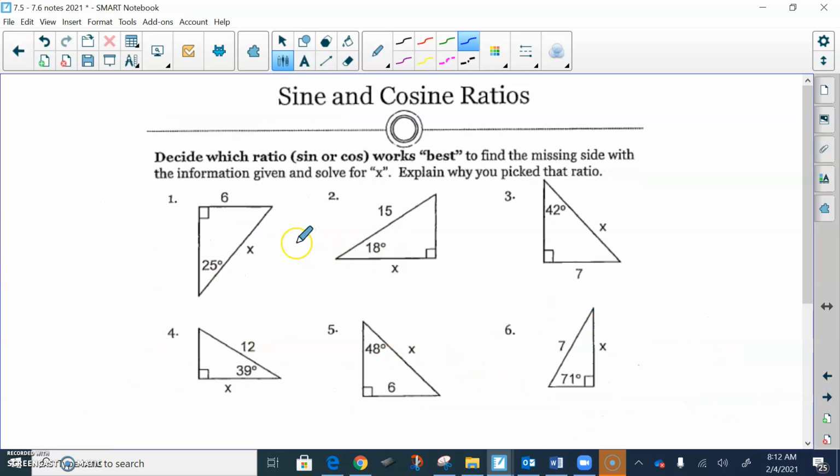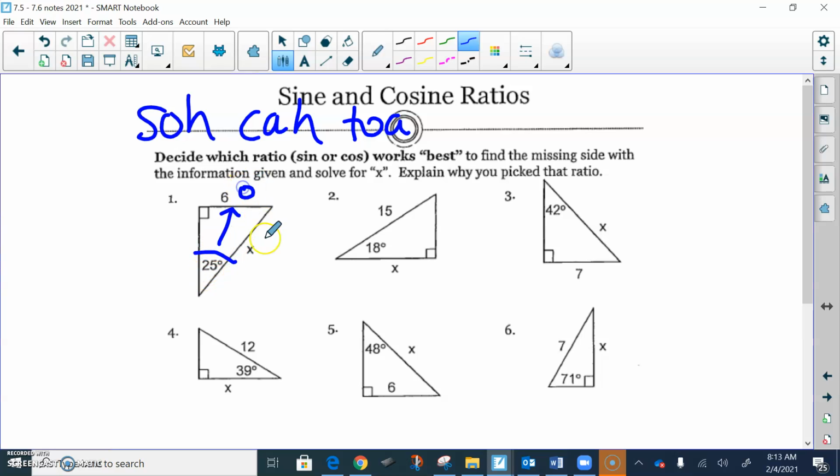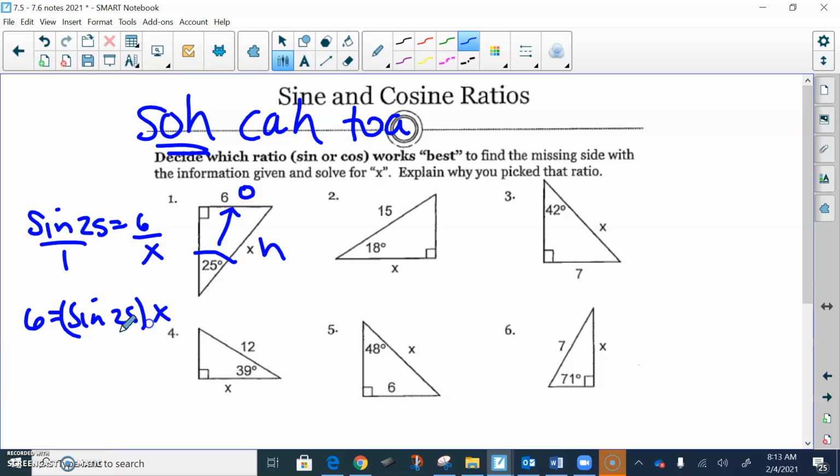All right, here we go. It says decide which ratio works best, sine or cosine. So again, maybe I write my SOHCAHTOA to help me out. And I'm going from the 25-degree angle. It looks like I'm given the opposite. I'm looking for the hypotenuse, OH right there. That tells me I'm going to use sine. So I'm going to say sine of 25 equals, opposite has to go on the top. That's the way they designed it, over hypotenuse, which is x, cross multiply, divide.